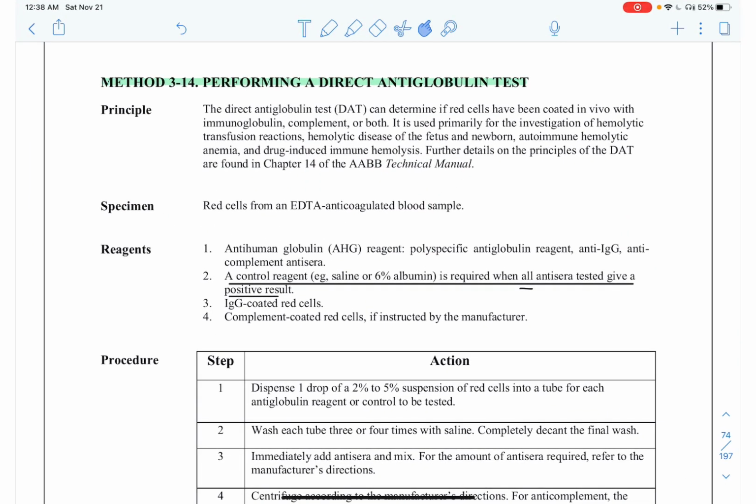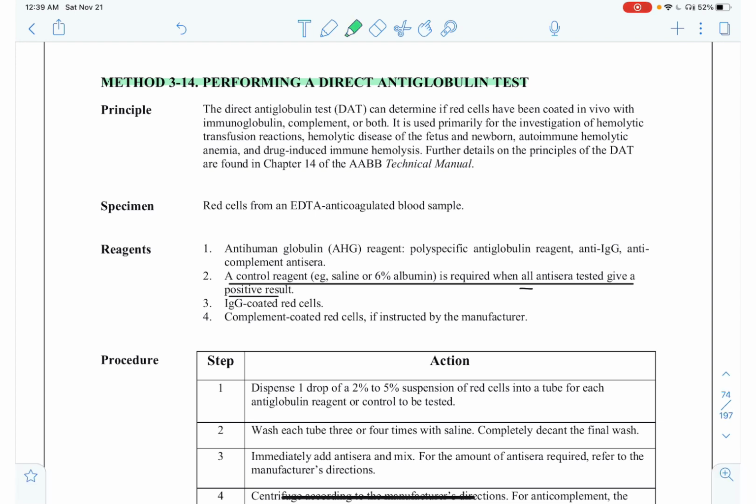In our final method, we'll talk about performing a direct antiglobulin test, method 3-14. The principle states the direct antiglobulin test, or DAT, can determine if red cells have been coated in vivo with immunoglobulin, complement, or both. It is used primarily for the investigation of hemolytic transfusion reactions, hemolytic disease of the fetus and newborn, autoimmune hemolytic anemia, and drug-induced immune hemolysis. See the technical manual for further details on the principle.